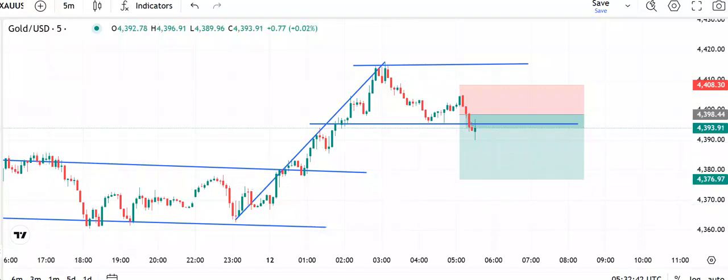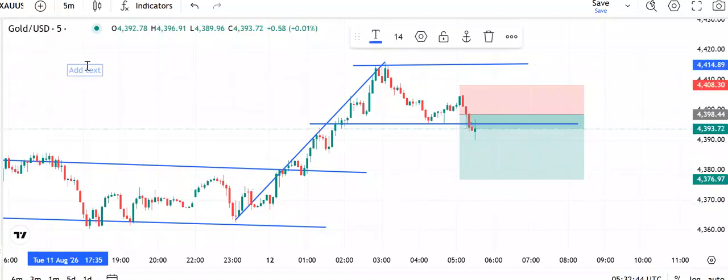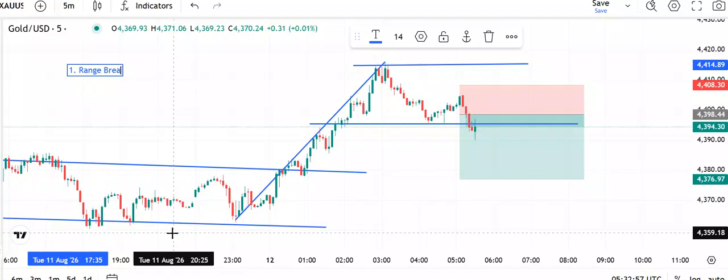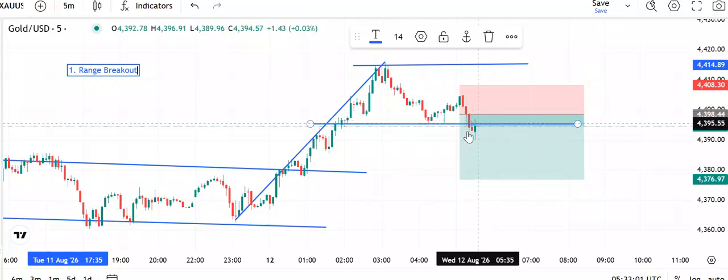So the first point is to allow range breakout. Okay, that's what happened around here.